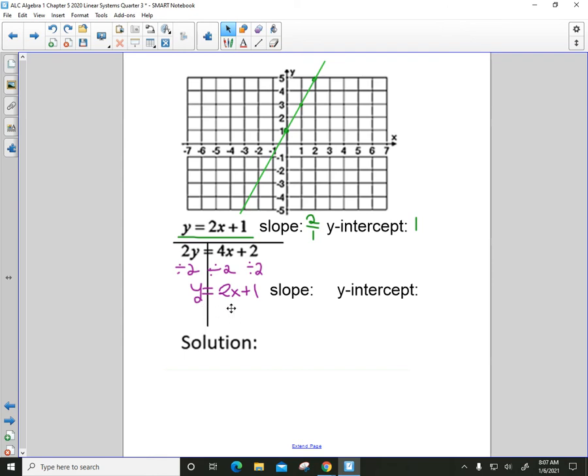All right, so now I'm going to find my slope and my y-intercept. What's the slope of y equals 2x plus 1? Now, what is that written as a fraction? Yep, it's 2 over 1. And then what's the y-intercept? 1. So I go to graph it, and it has the same y-intercept as the last one, so I'm going to put a dot right there.